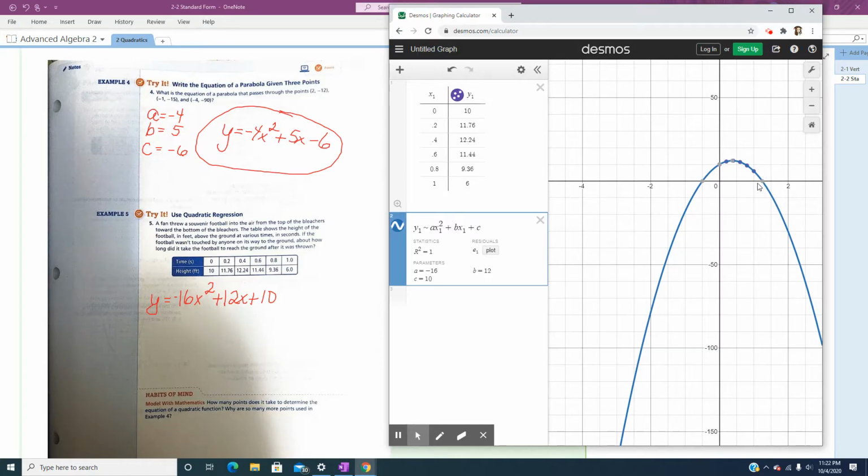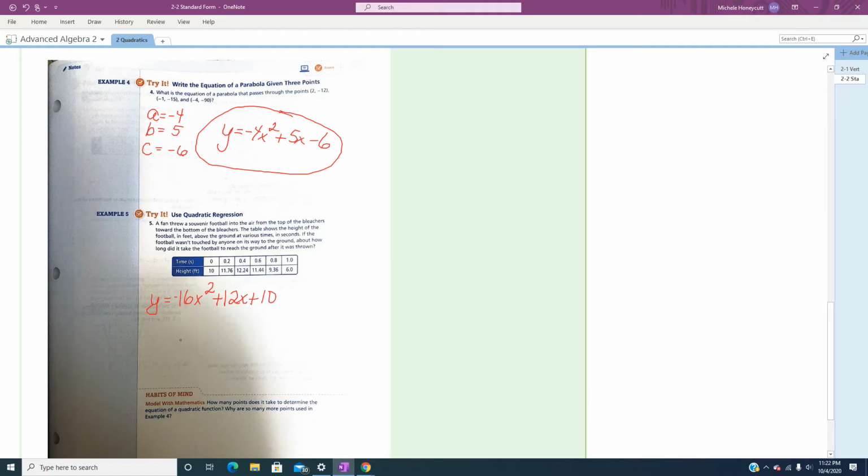Now, if a football is on the ground, then its height would be 0. There are two times the football has a height of 0, at negative 0.5 and at 1.25. I'm not going to include the negative 0.5 because that would be like going backwards 0.5 seconds in time. So we're going to exclude that point. But I will include the 1.25. So after 1.25 seconds, the football hits the ground. So I'll write that here.